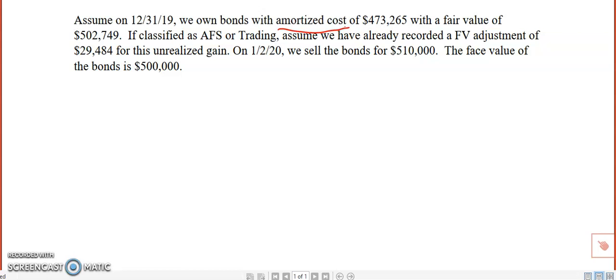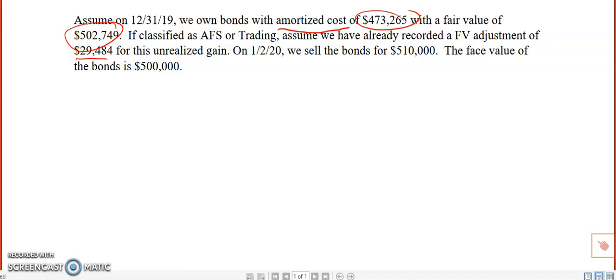But if they were available for sale or trading, we're going to assume that we have already recorded the fair value adjustment of 29,484. If you notice, this number is the difference between the amortized cost of 473 and the 502,749. So that's already been recorded. Remember, the reason it says available for sale or trading and not held to maturity is that we do not do a fair value adjustment for held to maturity.